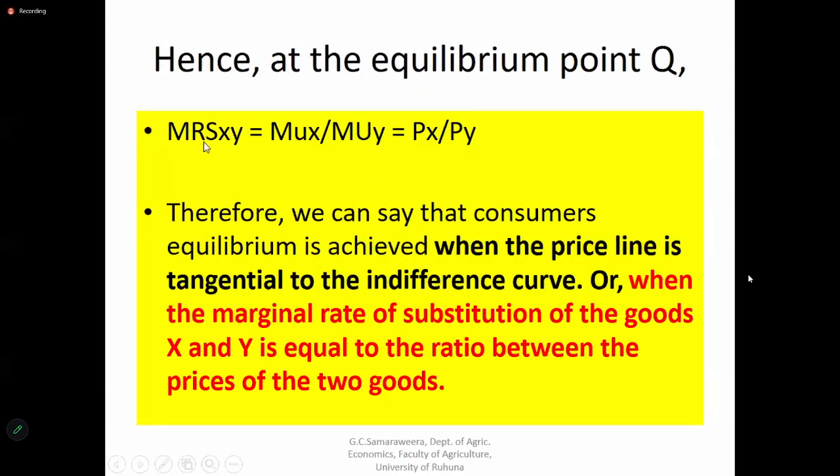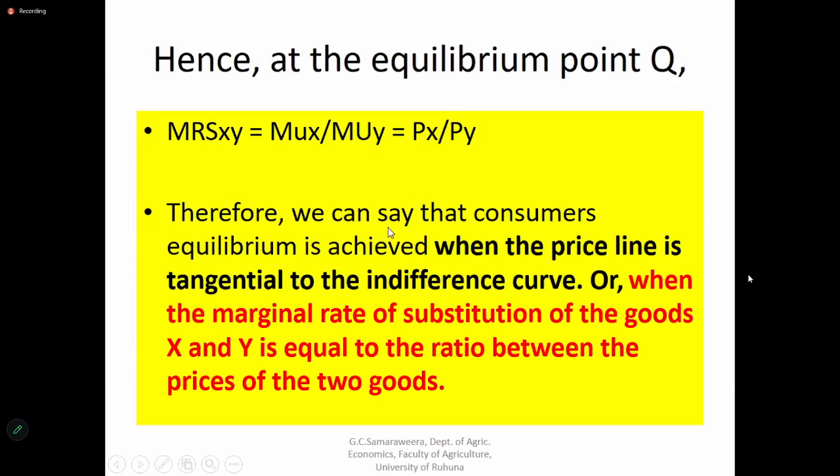So as a summary, we can say marginal utility of X divided by marginal utility of Y should equal the price of X divided by the price of Y. See, here also marginal utility X, here also price X, not changing the denominator and numerator. Here PY, MUY, MUX, PX. Okay, so this is the equation.